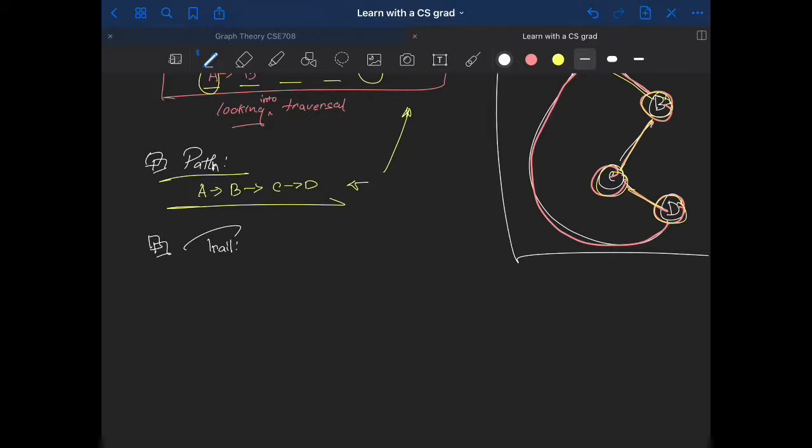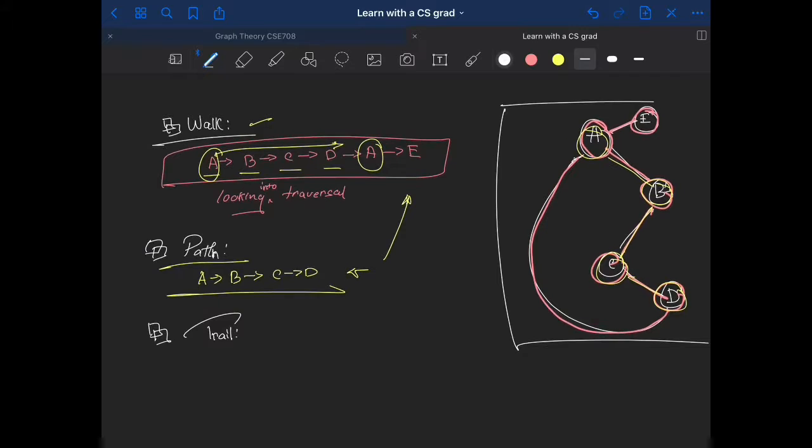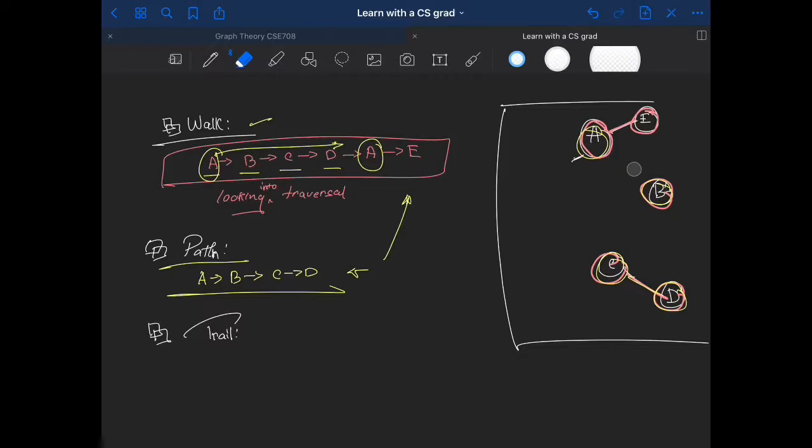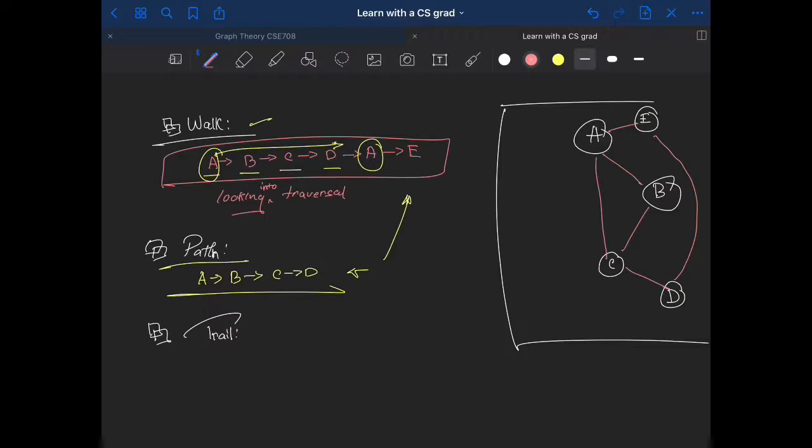So what do I mean by that? Let's just make this a bit clearer. As I said, trails cannot have any edges repeated. So let's say we go from A to C, C to B, B to A again, A to E, E to D, and D to C.